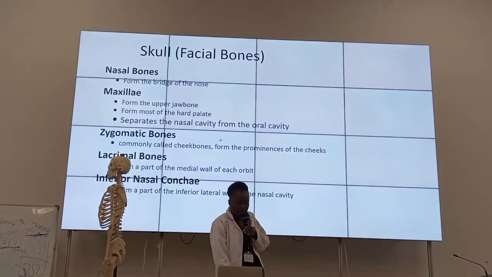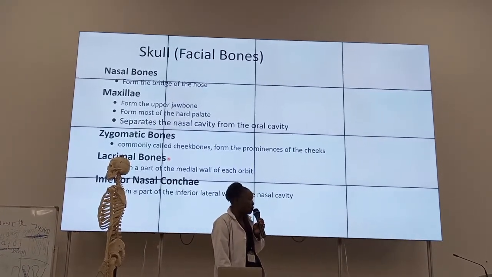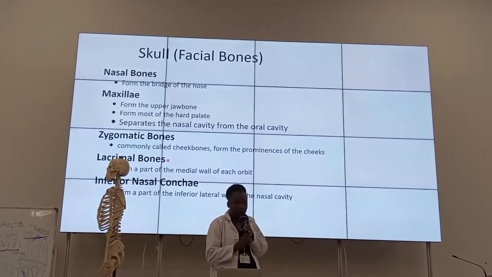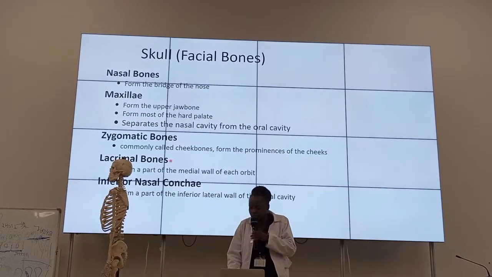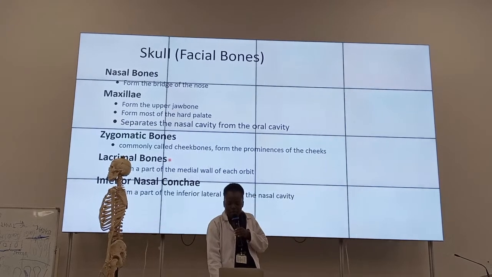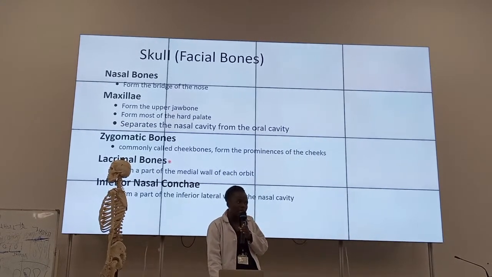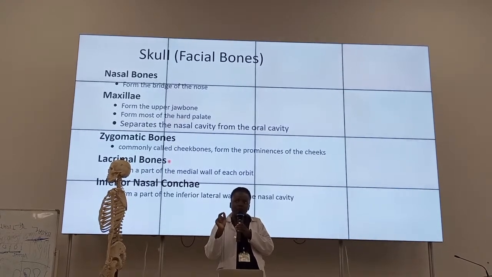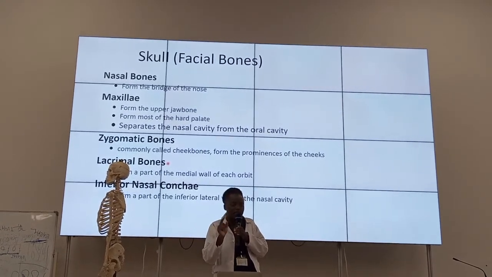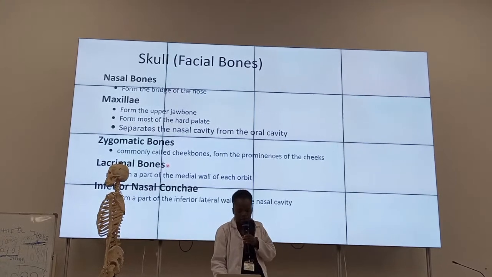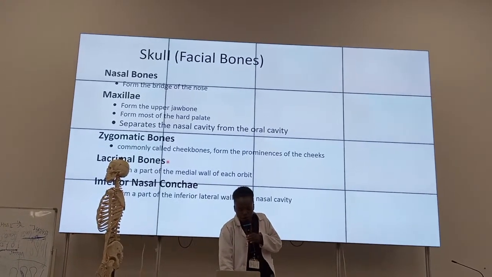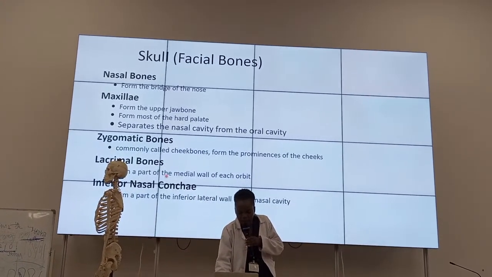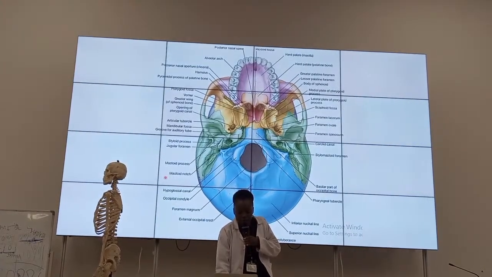Now, again, the lacrimal bone is actually a paired bone. Very special bone because this is a piece of bone that we find in the palate, and this same bone extends as far as the orbit. Now let's see if we'll be able to trace some of the parts of the palatine bone.